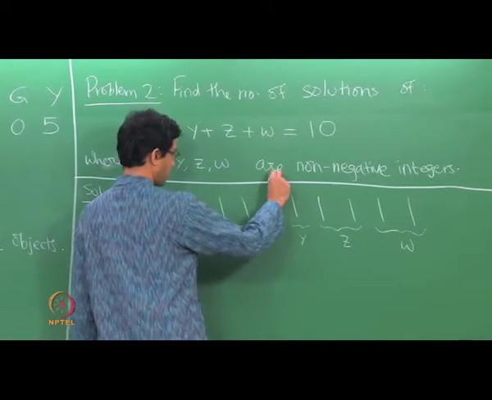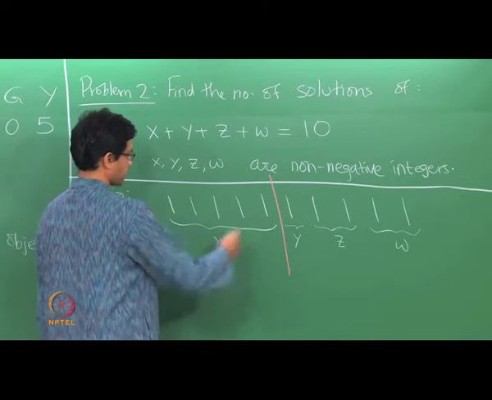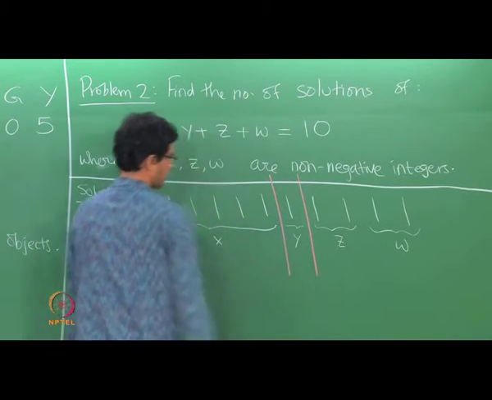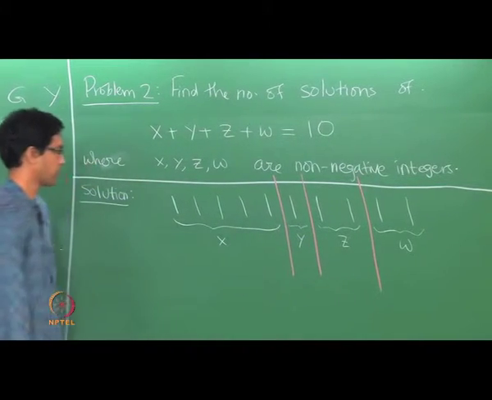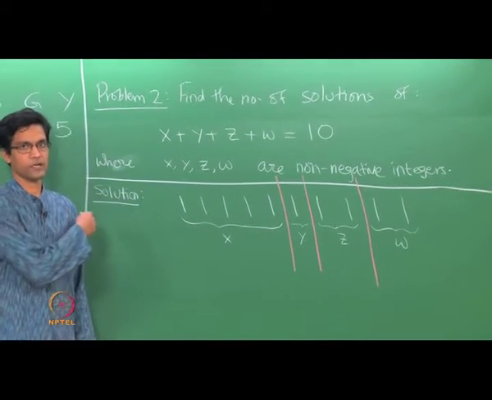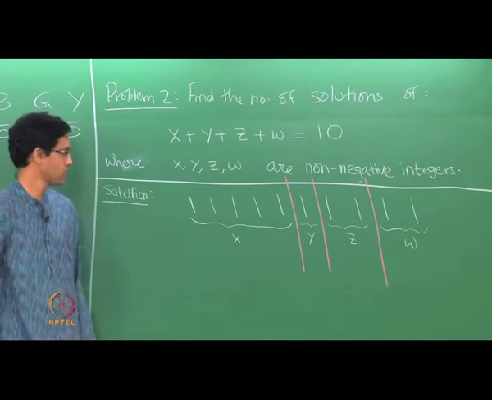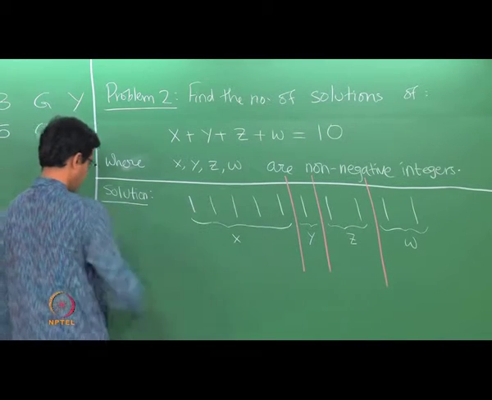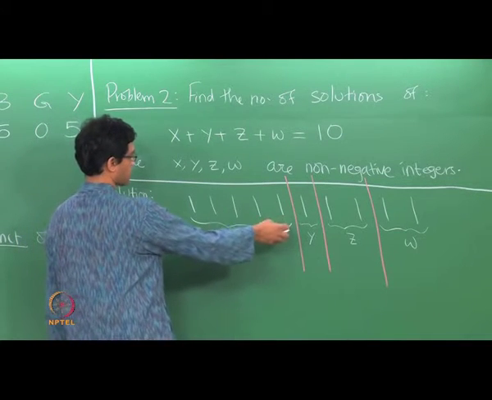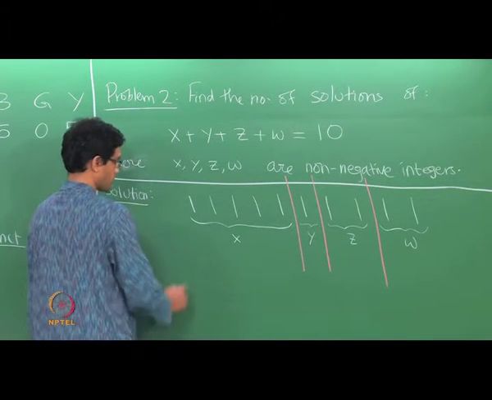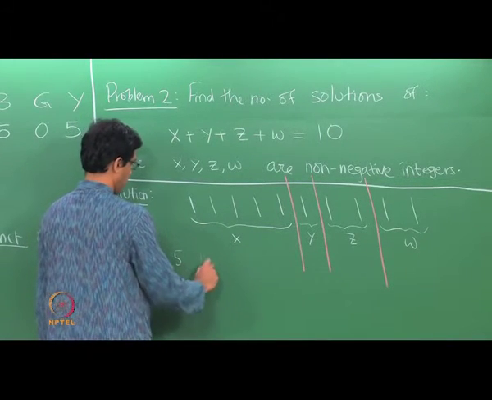We draw dividers between them. So here's a divider that I have drawn in red which separates the x from the y. Once I move to z, I put another divider, and between z and w I have yet another divider. Okay. So what I have done is written a string of 10 ones with 3 dividers in between. Now this entire picture here represents the solution x equals 5, y equals 1, z equals 2 and w equals 2. So this picture here represents the solution 5, 1, 2, 2.